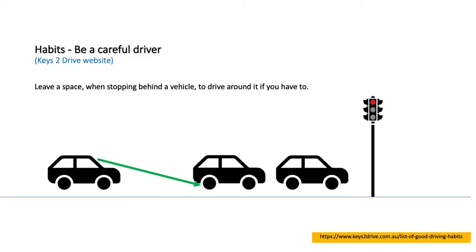Okay, leave a space when stopping behind a vehicle to drive around it if you have to. So we can see here we've got a red light, we've got a line of traffic, and the first 2 cars, car 2 is too close. Car 3, a common driver trainer statement is you should be able to look down and see where the tyres meet the tar, i.e. the tyres meet the bitumen road. Another couple of ways to think of it is, as they say, if the second car breaks down, that you have some space to move out without having to reverse back and get around that second vehicle to drive on.